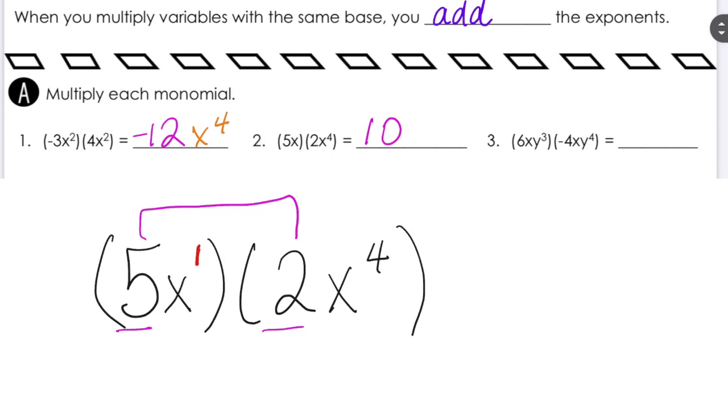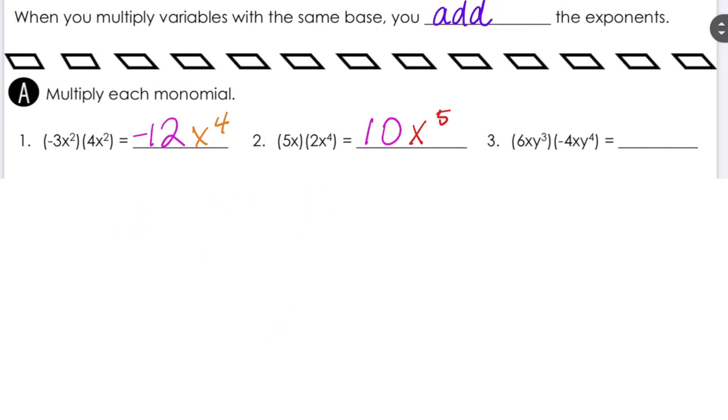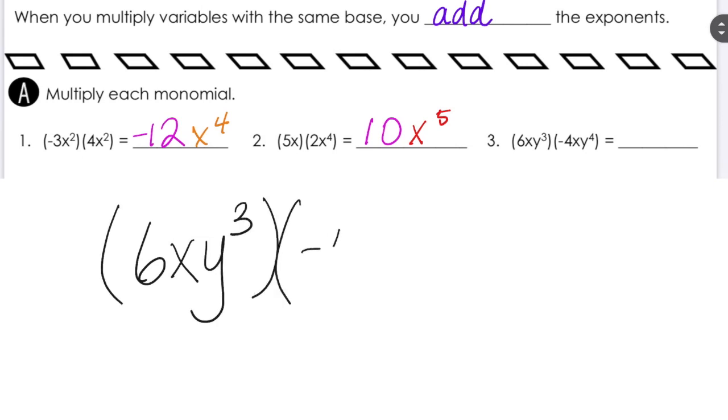All right, so when I multiply x times x to the fourth, I have to add the exponents. So 1 plus 4 is 5. So x times x to the fourth power is x to the fifth. And now we're going to do the last problem. This one has more variables. So remember, numbers go with numbers, x's go with x's, and y's go with y's. So let me go ahead and get everything out the way, rewrite the problem so we can see it a lot better. So now I have 6xy to the third times negative 4xy to the fourth power.